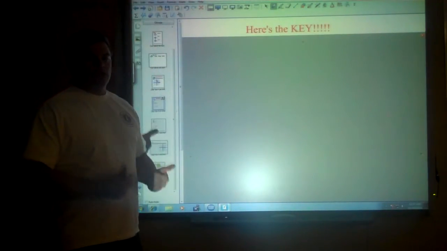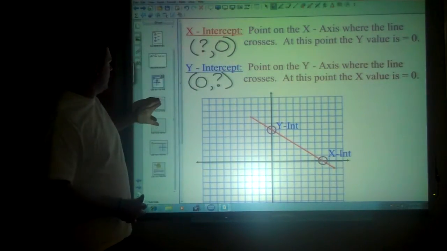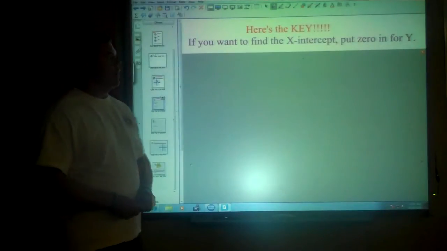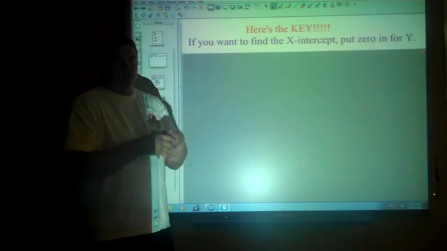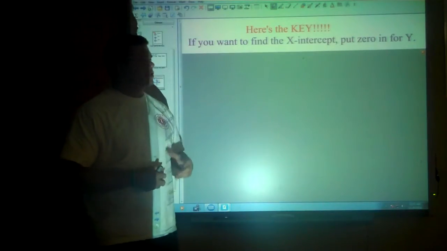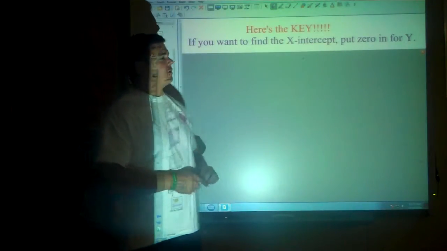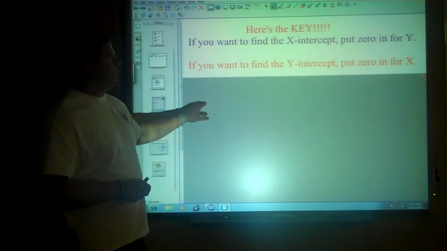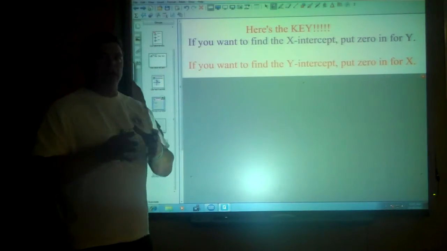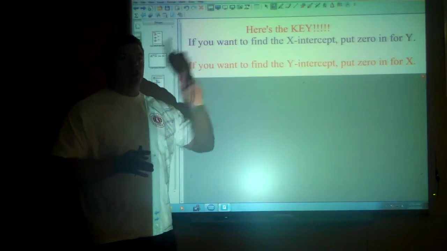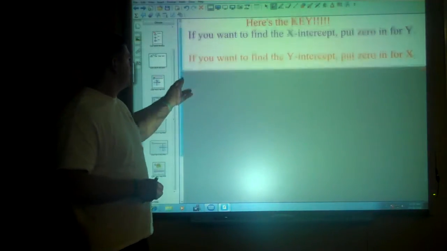If you want to find those intercepts, based on the information that we know about our values for x and y, if you want to find the x-intercept, simply put zero in for y. That way you can get rid of the y and concentrate your efforts on solving for x. So if you want the x-intercept, zero gets put in for y. On the flip of that, if you want to find the y-intercept, you plug zero in for x. Whichever letter intercept you want, put zero in for the other letter, so you can concentrate on that letter itself.